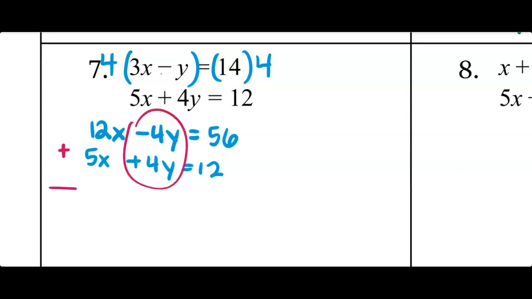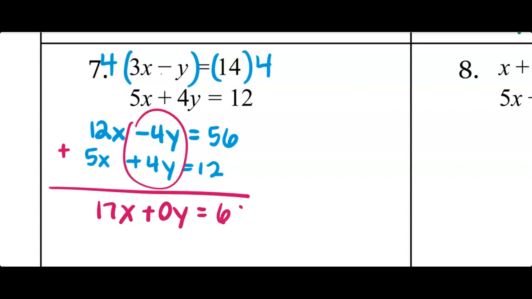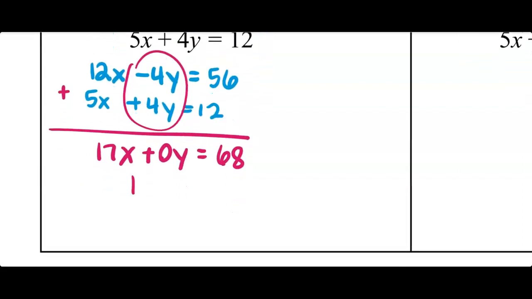Since I now have an opposite pair, I can go ahead and add my two equations together. So I get 17x plus 0y is equal to 68. I can then bring down 17x equal to 68. And then I know that I'm going to divide both sides by 17, which is going to be 4.